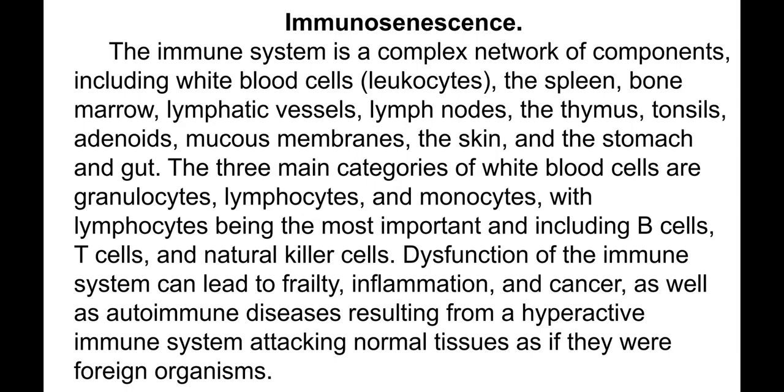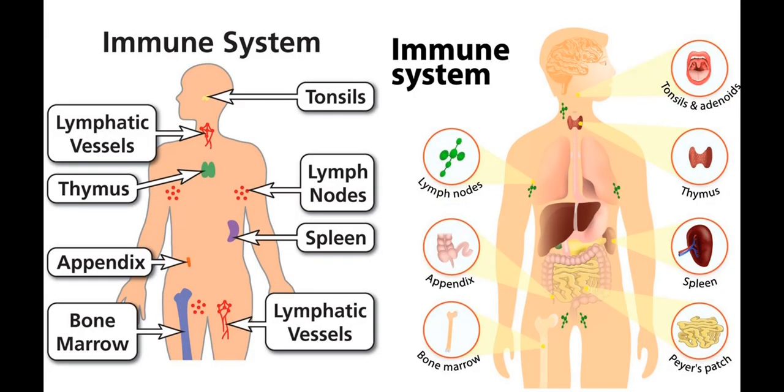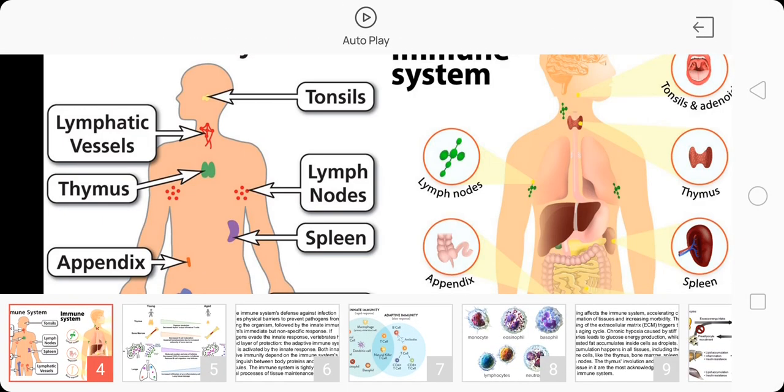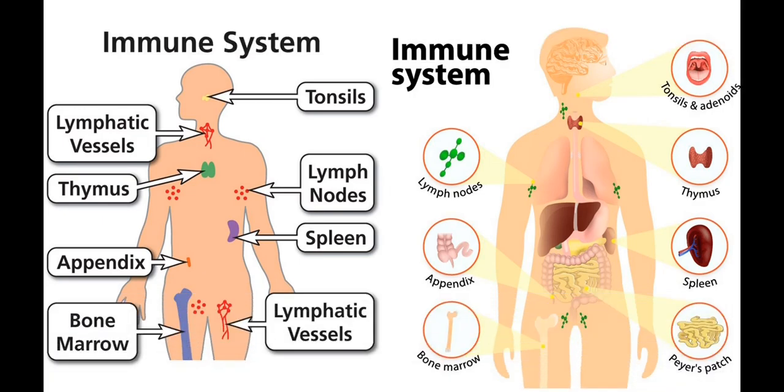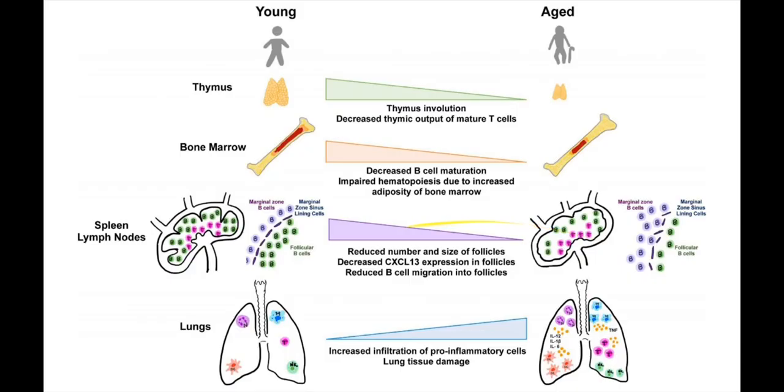Dysfunction of the immune system can lead to frailty, inflammation, and cancer, as well as to autoimmune diseases resulting from a hyperactive immune system attacking normal tissues as if they were foreign organisms. So here it is schematically presented which organs are related to the immune system. We have the picture here. It also shows the appendix as part of the gut, bone marrow, tonsils, thymus, spleen, and all the surface of the gut.